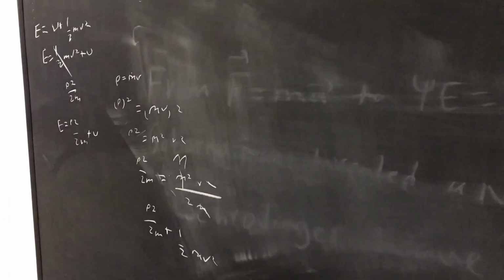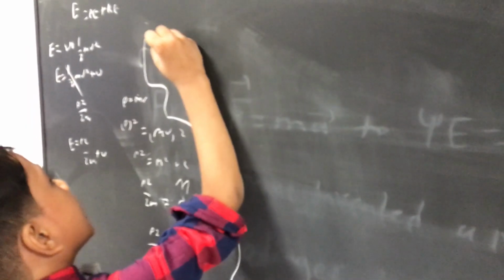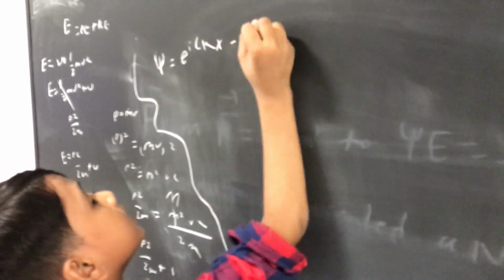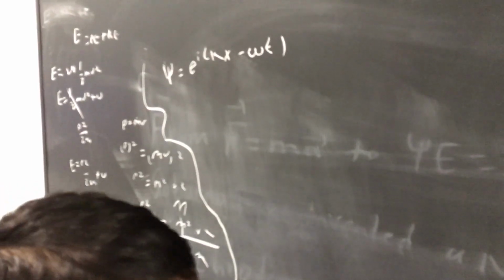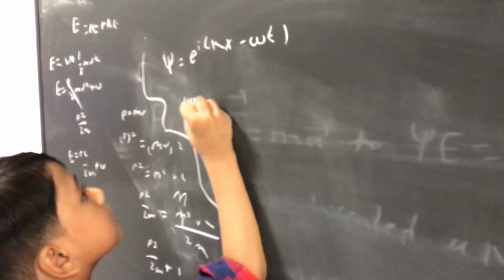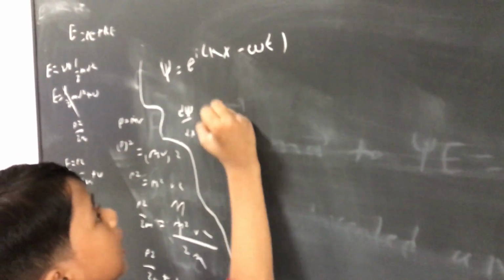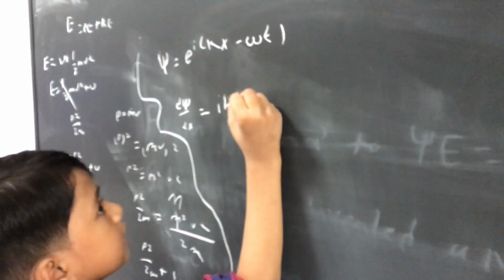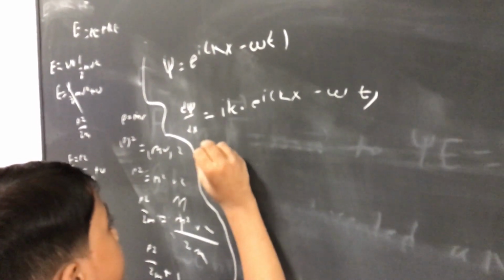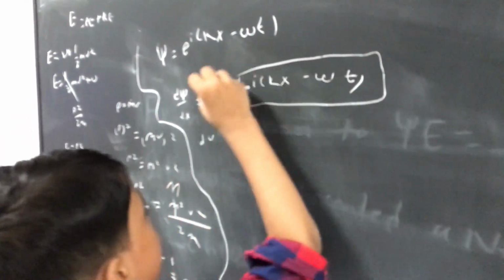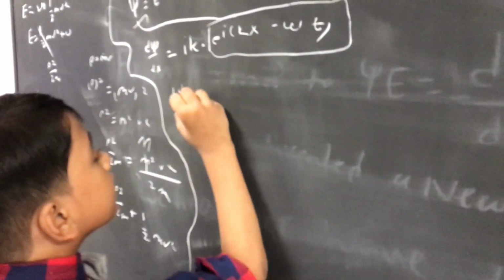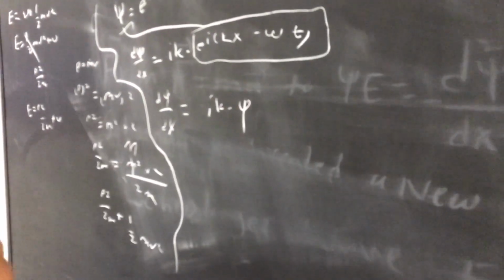Okay, next, part 2. Psi is equal to e raised to the i(kx minus omega t). Omega, you get it, as in omega flowery. So let's take the derivative of psi. d psi over dx is equal to ik times e raised to the i(kx minus omega t). But e raised to the i(kx minus omega t) is the same as psi. So d psi over dx is equal to ik times psi.